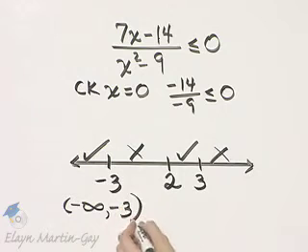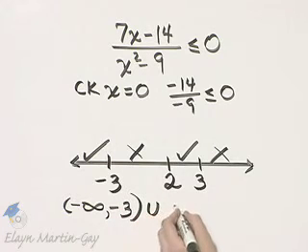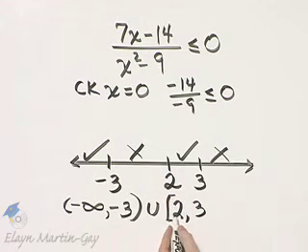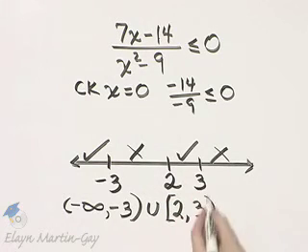So I'll have a parenthesis here, union, and then I go from 2 to 3. 2 can have a bracket, that's okay. 3 cannot have a bracket, it came from the denominator. And there is my solution.